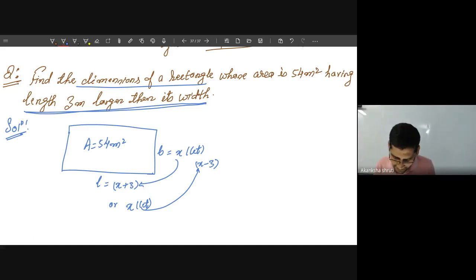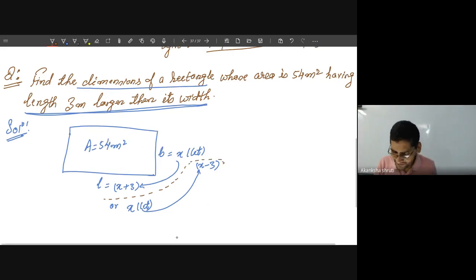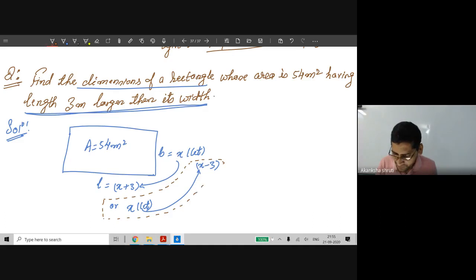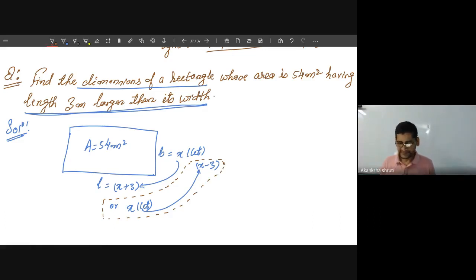So you either go by this way or by this way. Only one of them you must apply at a time. You are free to choose this way or this way. The result will remain the same. I am taking the first one.